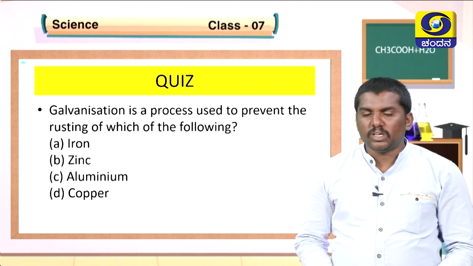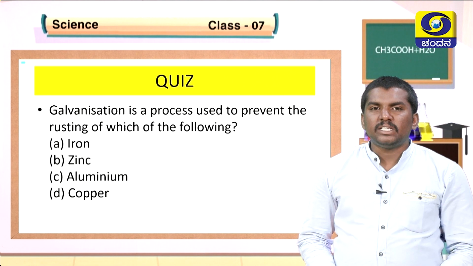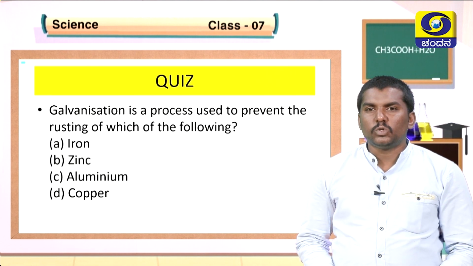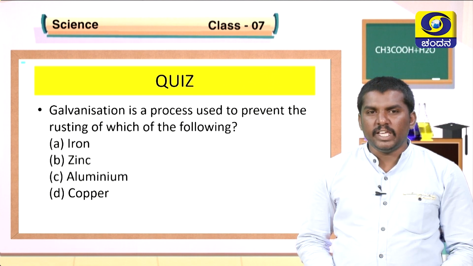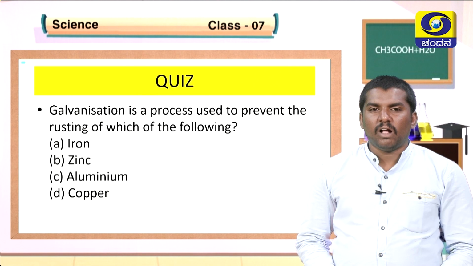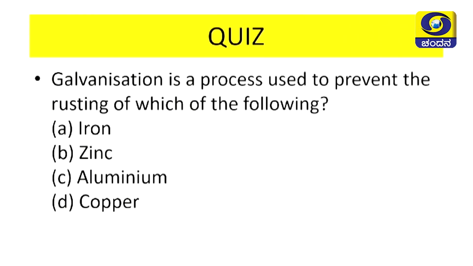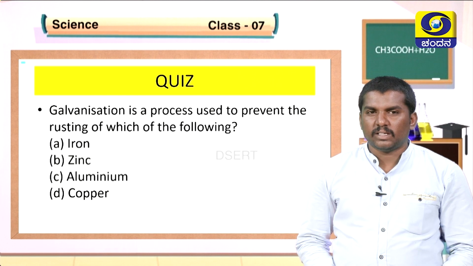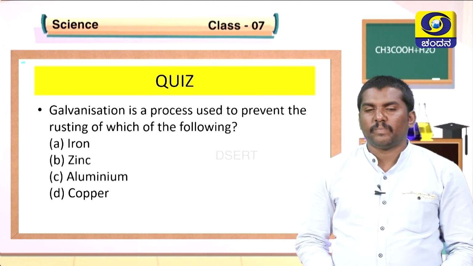The third question is, galvanization is a process used to prevent the rusting of which of the following? Option A, iron. Option B, zinc. Option C, aluminum. Option D, copper. Tell me the answer. Yes, the answer is iron.